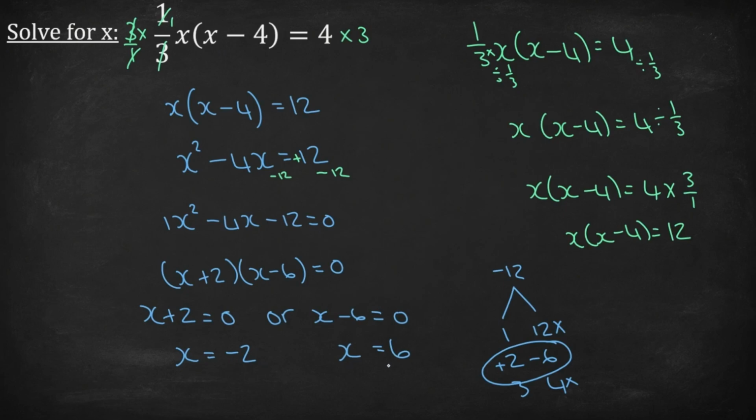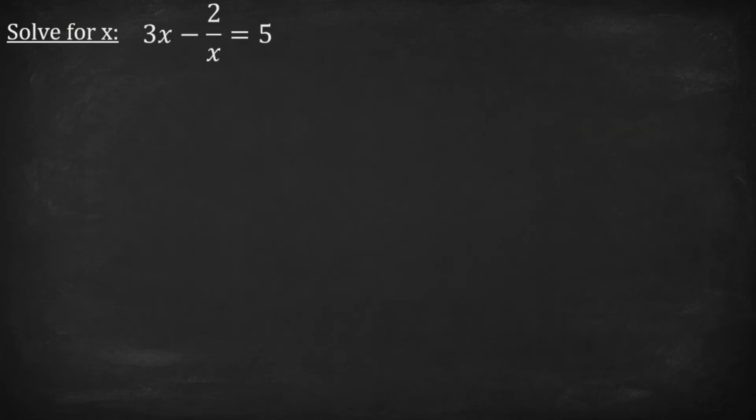X equals negative 2, or x equal to 6. For example 2, we also have a fraction, but this time we have a variable in the denominator. Now in the previous example, I said to you that the easiest way to get rid of a fraction in an equation is to multiply by the denominator.